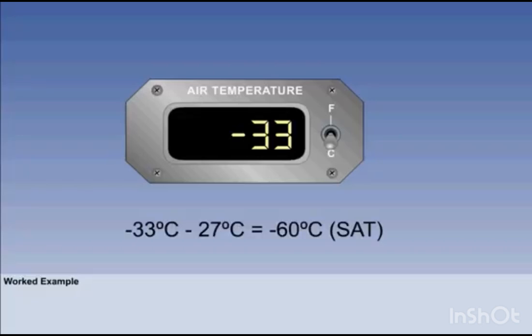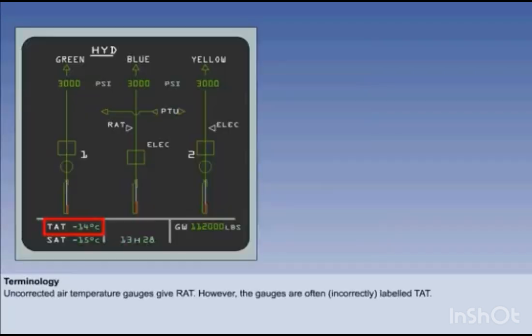You would then use one of several methods to arrive at your correction factor of -27 degrees and then apply it to get the static air temperature, which is what you want. Theoretically, uncorrected air temperature gauges give ram air temperature, not total air temperature. However, in many aircraft, the gauge is incorrectly labelled TAT.